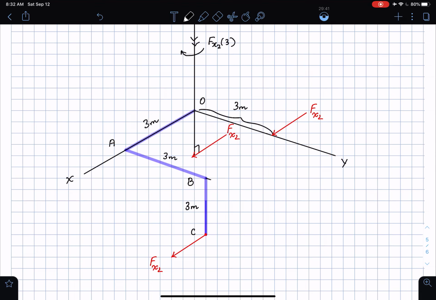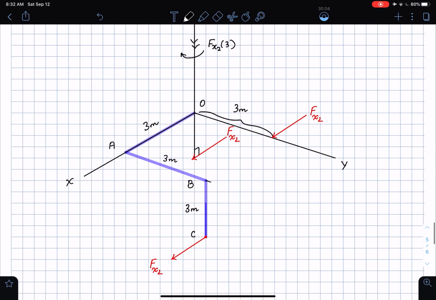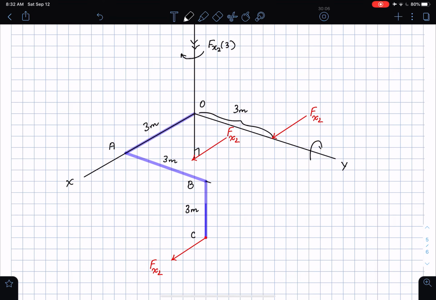And what is the moment of this force? If you use the right hand rule, your fingers aligned with the direction of the force Fx2 as you are showing it here, your palm should be facing the point O, which means you're now sitting underneath the XY plane. And if you curl your fingers, the direction of your moment is going to be about the negative y-axis. That is very important to understand.